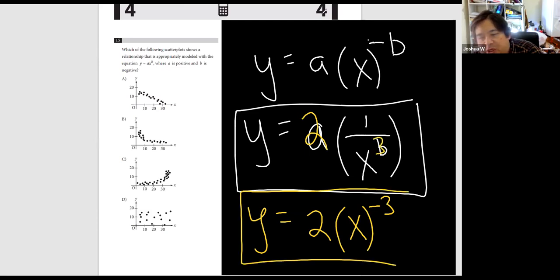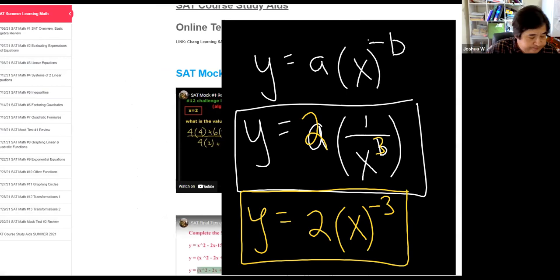Okay, but let's see what it looks like to graph a negative exponent. The curve should have a certain shape. What I'll do is go to Desmos and graph it here. Y equals 2x to the negative 3. So here we go.